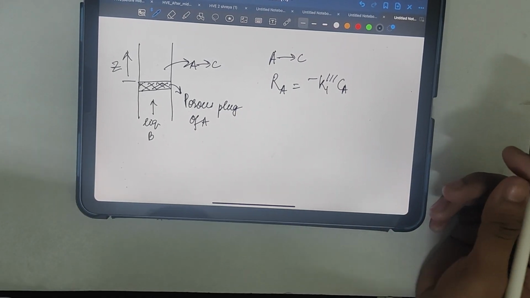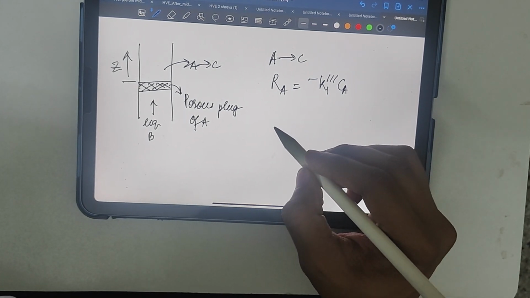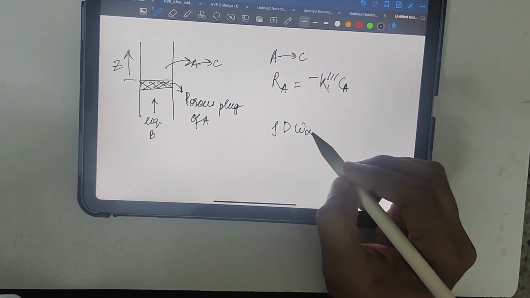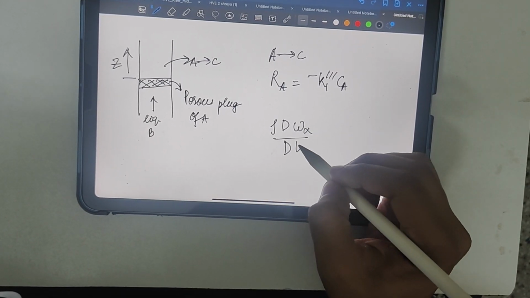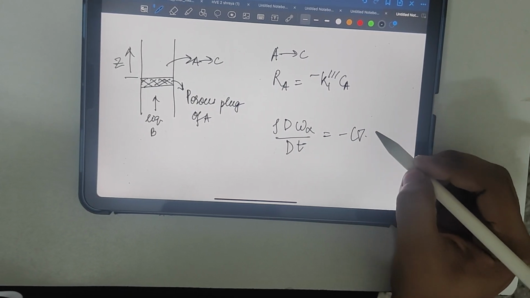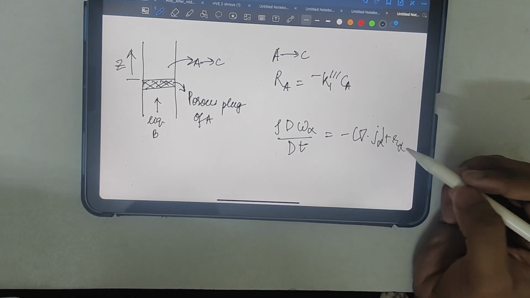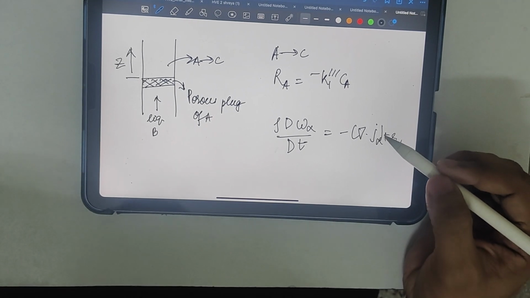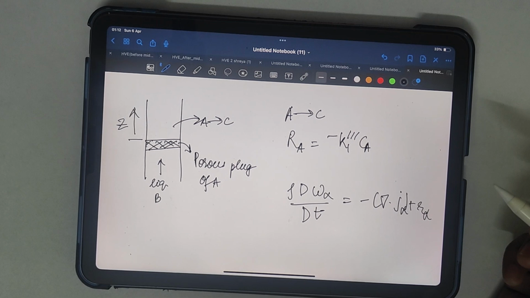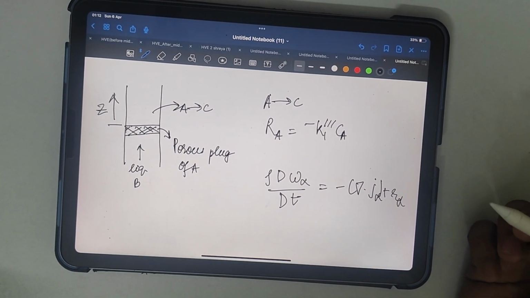Now the equation of change for a multi-component system says that rho dW alpha by dt is equal to minus del dot J alpha plus R alpha, where dW alpha by dt is the substantial time derivative of W alpha.